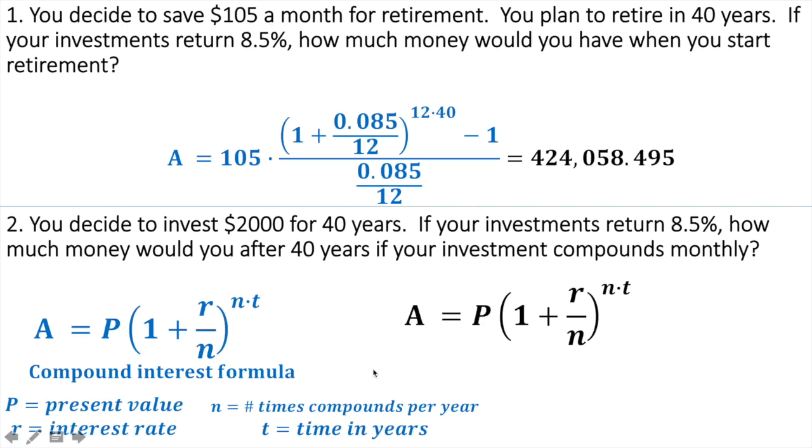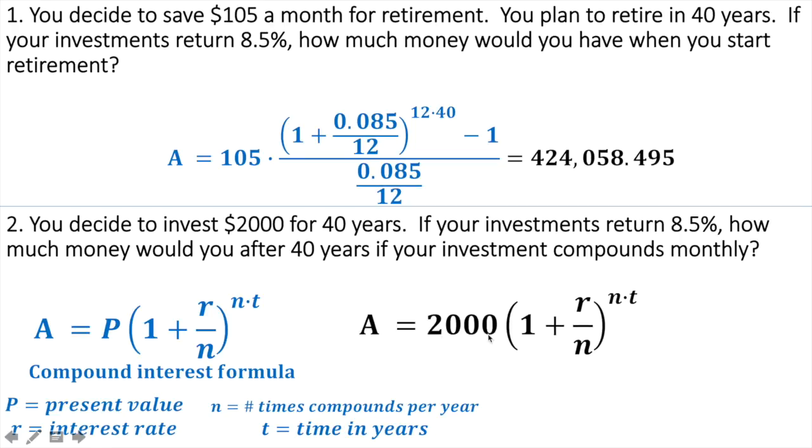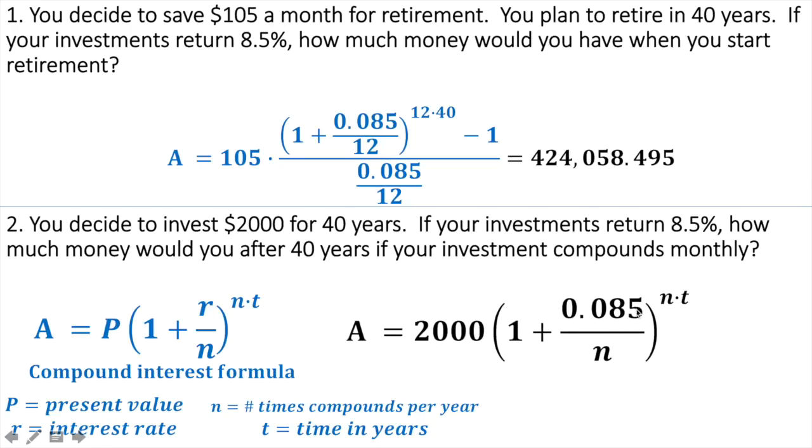So I'm going to bring that formula in. I'm just going to start filling it in with what we know here. So 2,000, we know that's for P, so I'm going to put in 2,000 for P. Let's see, R is my interest rate, 0.085. We've done that one before. N is the number of times it compounds per year. This one says it compounds monthly. There are 12 months in a year, so N is going to be 12 there. And finally, T is going to be 40. That's the number of years.